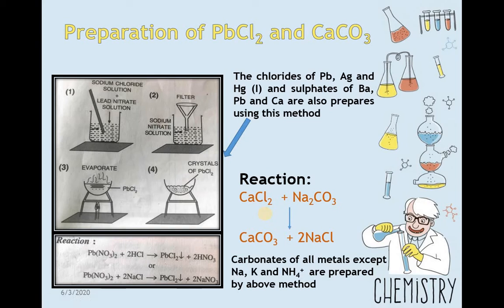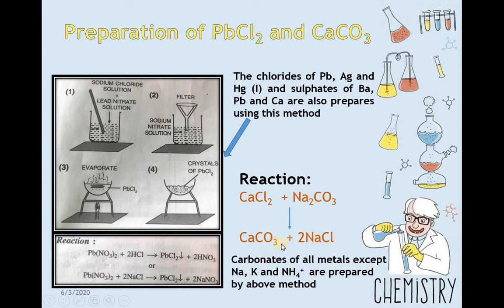This is prepared by adding sodium carbonate solution to a hot solution of calcium chloride in a beaker till the former is in excess. That is, sodium carbonate is in excess. You will get the precipitate of calcium carbonate and sodium chloride.